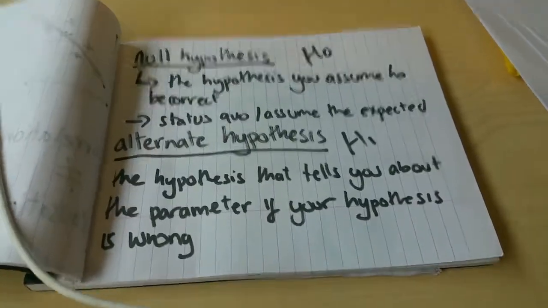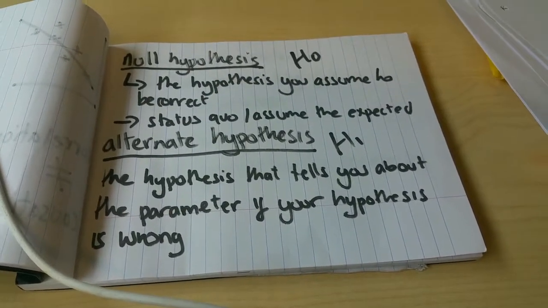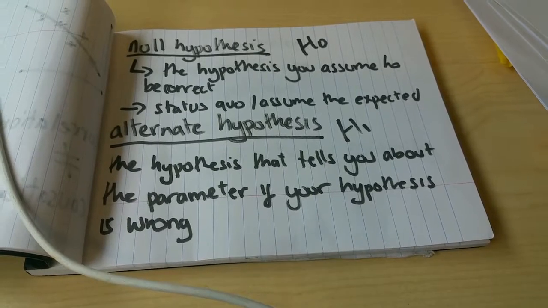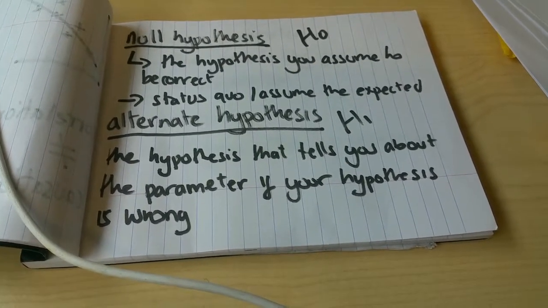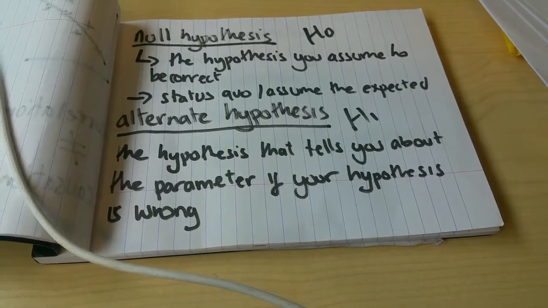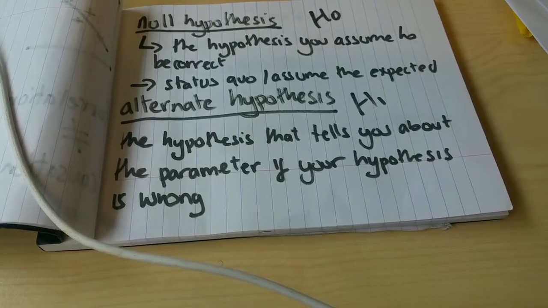Okay, so I said I'll talk about H0 and H1 just for a moment. H0 is the code for the null hypothesis. H1 is the code for the alternate hypothesis. H0, if you see that, you're talking about null. If you're talking about H1, you're talking about alternate. Okay? Right, let's finish this.